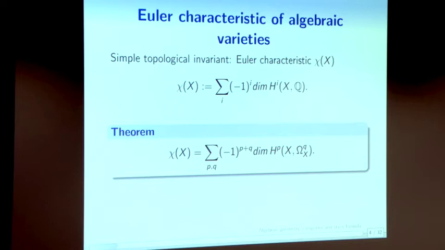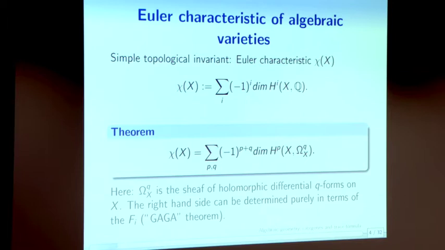There is a theorem, also very well known, that this Euler characteristic can be computed by another Euler characteristic involving the cohomology of X with coefficients in differential forms. Here, Omega q is the sheaf of holomorphic differential forms on X. I want to emphasize that this right-hand side, even though it involves holomorphic differential forms, is something you can compute purely algebraically by means of the famous GAGA theorem, telling you that whether you take holomorphic or algebraic, it gives the same answer.